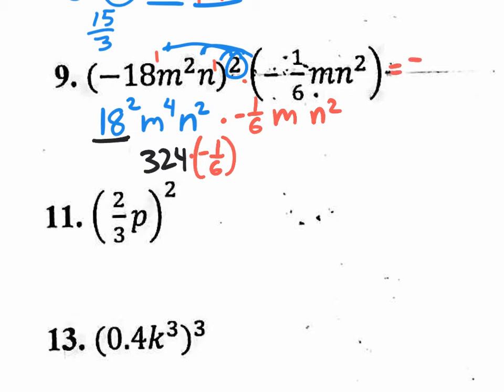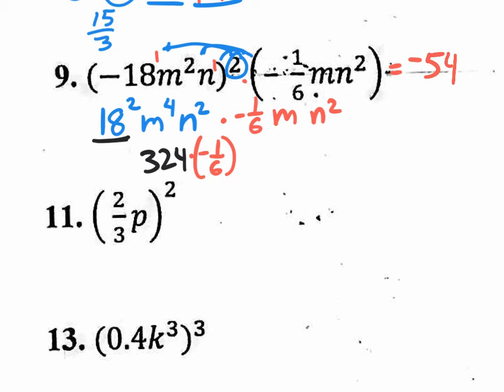And 324 times -1/6 is like saying 324 divided by 6. Or on a calculator, if you actually did 324 times parenthesis 1 divided by 6, or -1 divided by 6, close parenthesis, you're going to get 54 as an answer. So if you did this work on a calculator, you will get -54, and that's the beginning part of your answer. That's the coefficient of your answer.